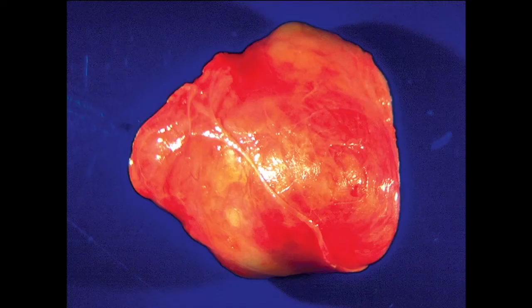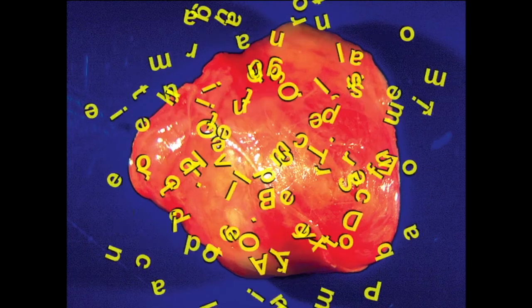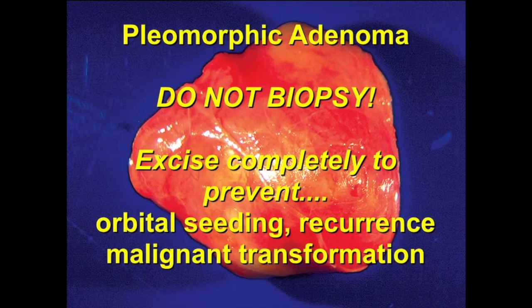This is a gross specimen of a pleomorphic adenoma. Again, if you suspect a pleomorphic adenoma, you do not want to biopsy the lesion. You have to excise them in toto. If you don't, you tend to seed the orbit with tumor cells, leading to recurrence as multiple little tiny unresectable tumors that may undergo malignant transformation.